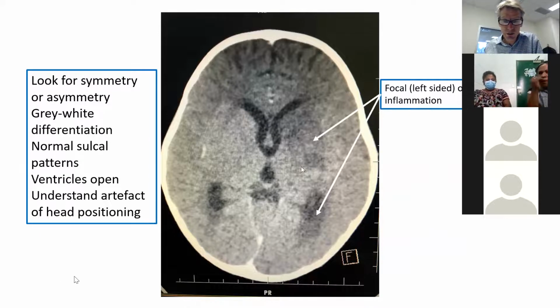And I want you to just have a look at this scan and see that there is clearly asymmetry in the left side. And in this part here, see how it's darker. This is darker than this side, okay? It's darker and it's larger.